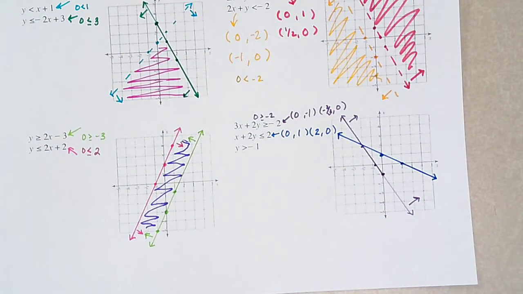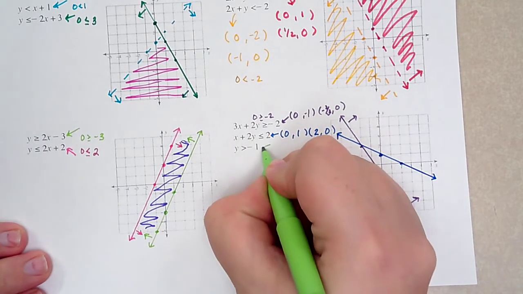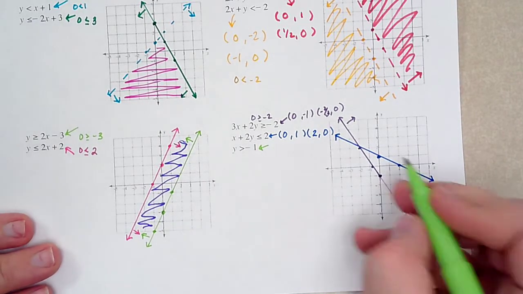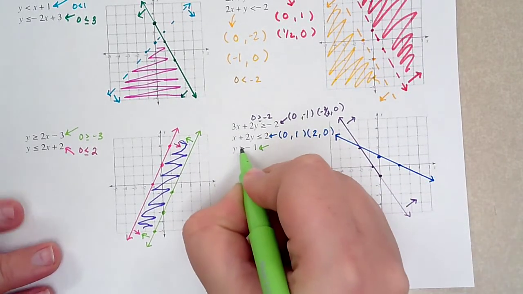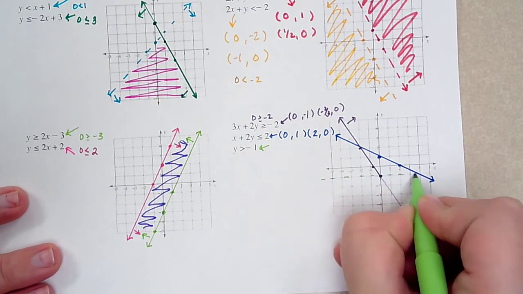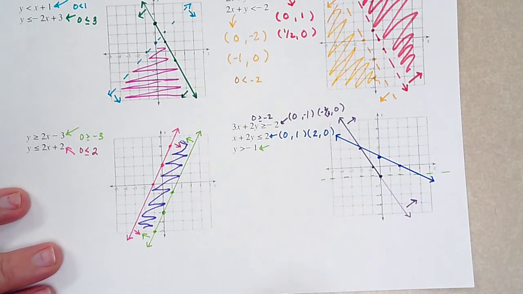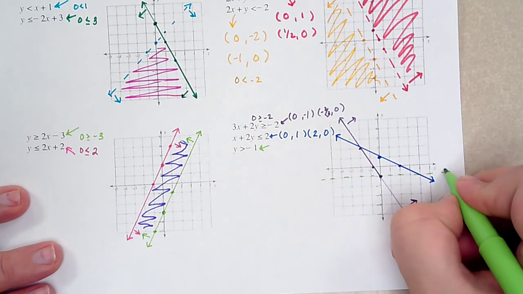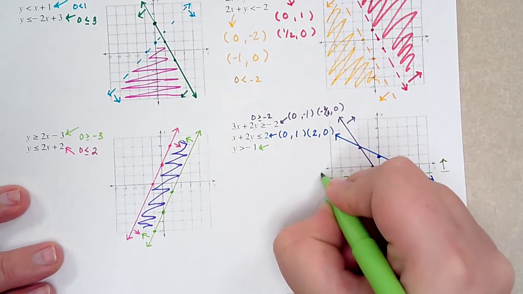There's my blue, and then my green. Let's pull green in for the last one. This is a y greater than -1, meaning it's still just a horizontal line. Sign changes the line, meaning it is dashed. And greater than -1, if I plug 0 in, 0 is greater than -1, meaning I shade up.